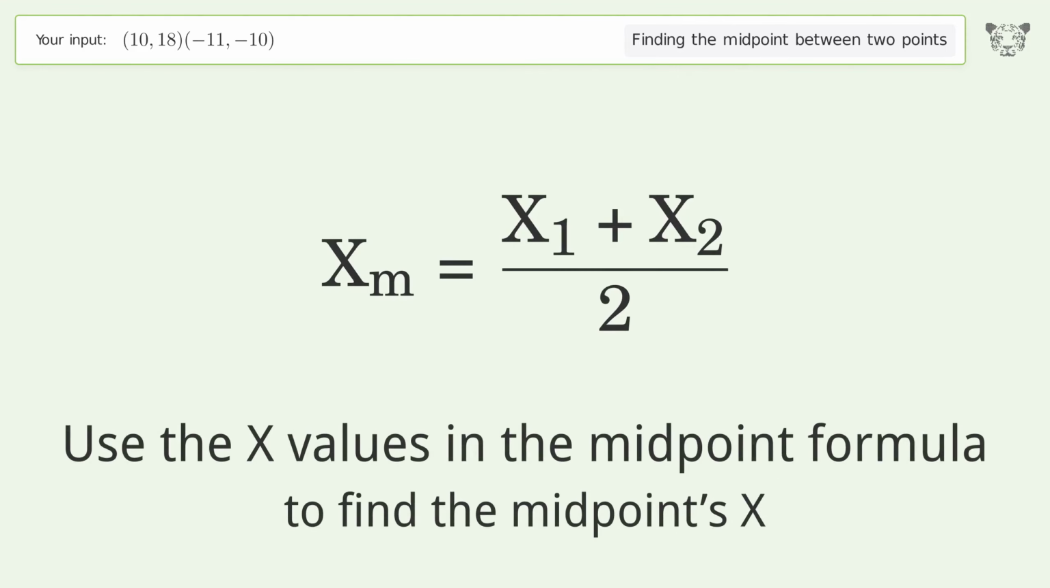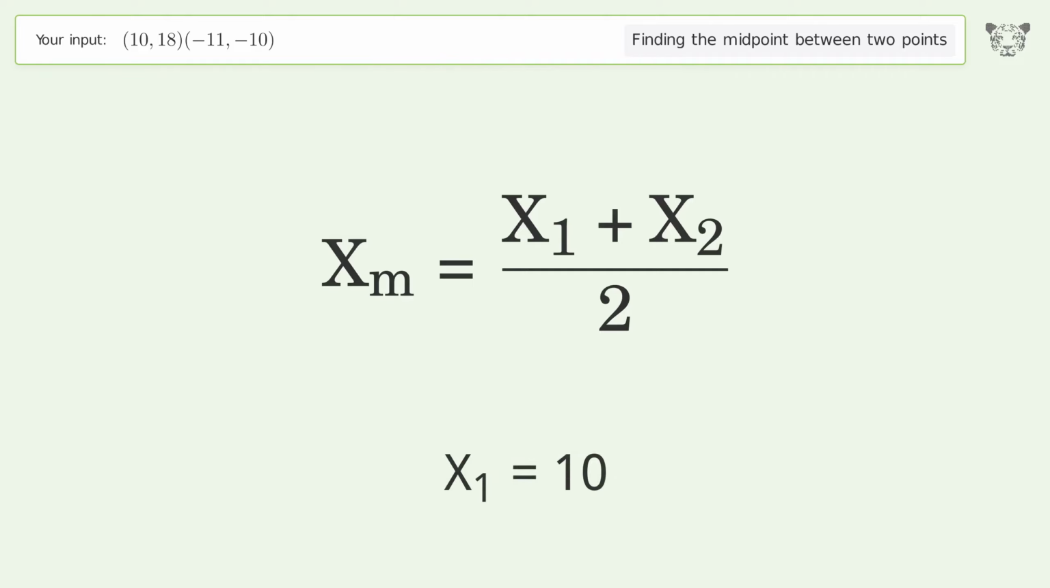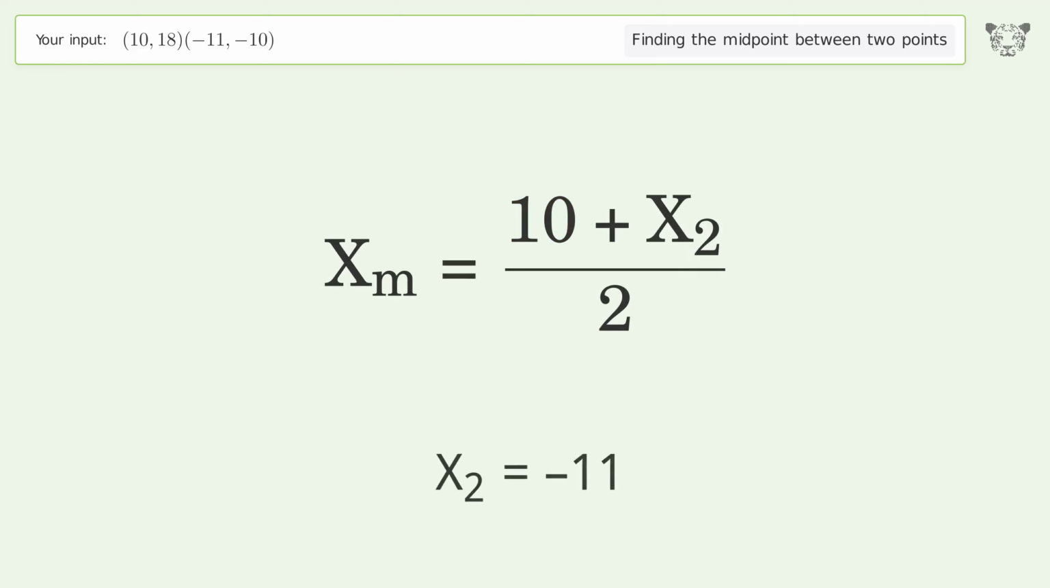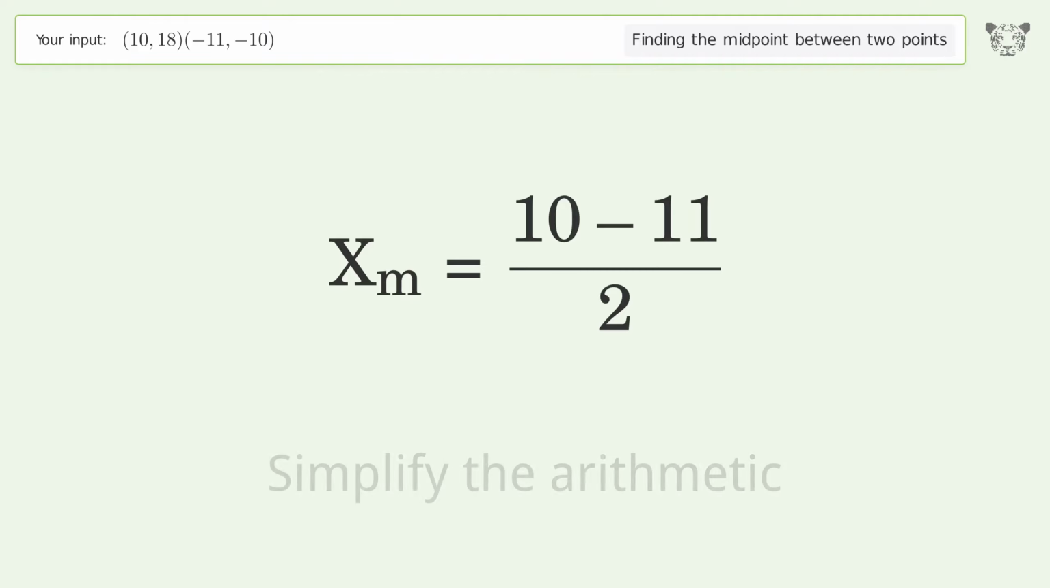Use the x values in the midpoint formula to find the midpoint's x. x1 equals 10. x2 equals negative 11. Simplify the arithmetic.